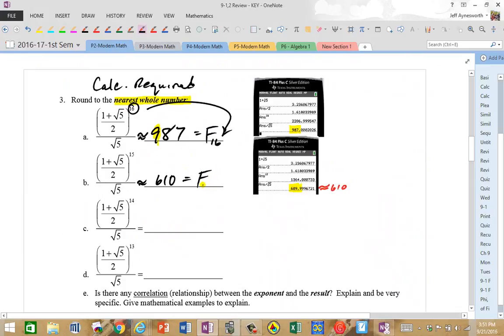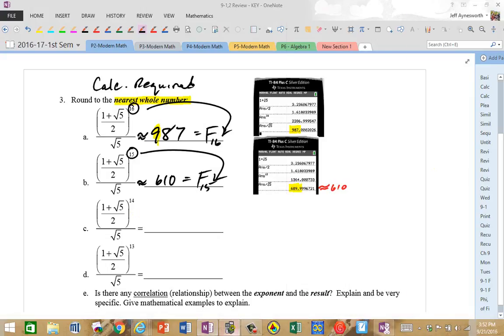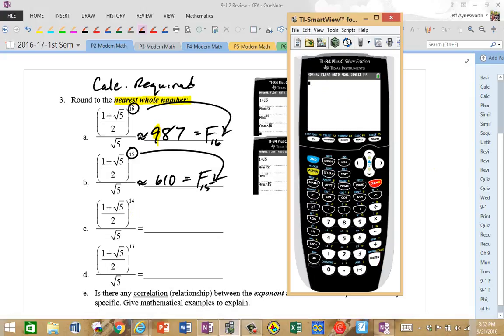The question is, why does this work? That's my next question here. So let's do this again. Let's calculate this one here. The whole idea is to do this a few times so you see connections, right?